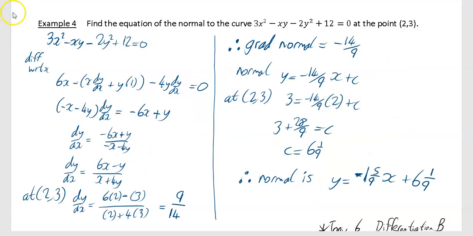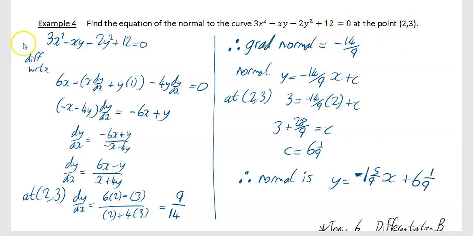Okay, last example. I've given up trying to use this pen, so I'll just talk through this when I've written out the solution. It says in this example, find the equation of the normal to the curve 3x squared minus xy minus 2y squared plus 12 equals 0 at the point 2, 3.